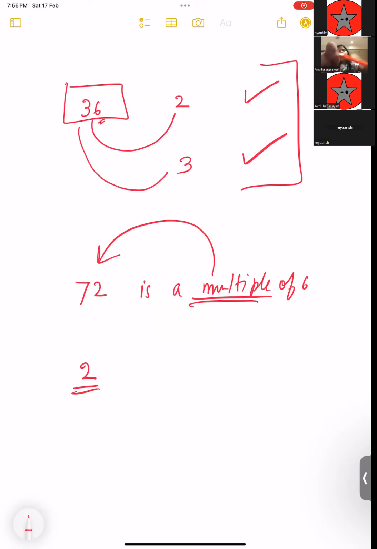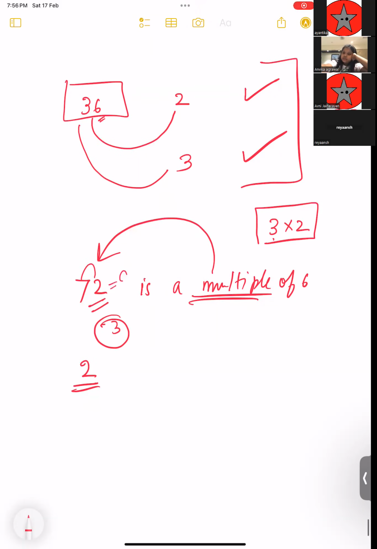For 6, you have to check. It should come in the table of 3 and 2 both. Will 72 be divided by 2, Ayantika? Yes. Will it be divided by 3 also? Check the divisibility rule of 3 and tell me. Yes, ma'am. It will be. 7 plus 2 is 9 and 9 is divisible by 3.